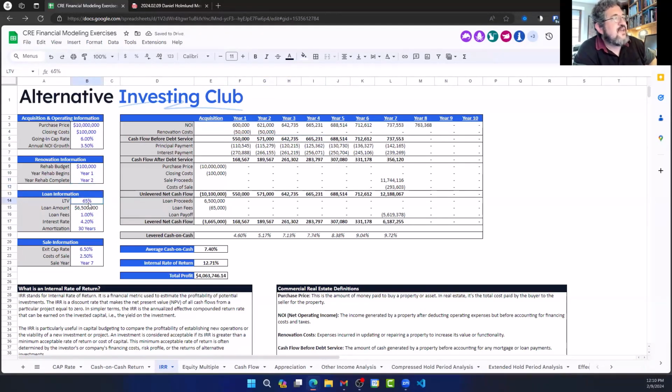And then to calculate the loan, we're going to put in our loan to value ratio. So if we have a $10 million property, 65% loan to value ratio, then we're borrowing $6.5 million. We'll throw in a couple of fees and interest rate and how many years we're going to amortize it over in order to be calculated out. Here are loan proceeds.